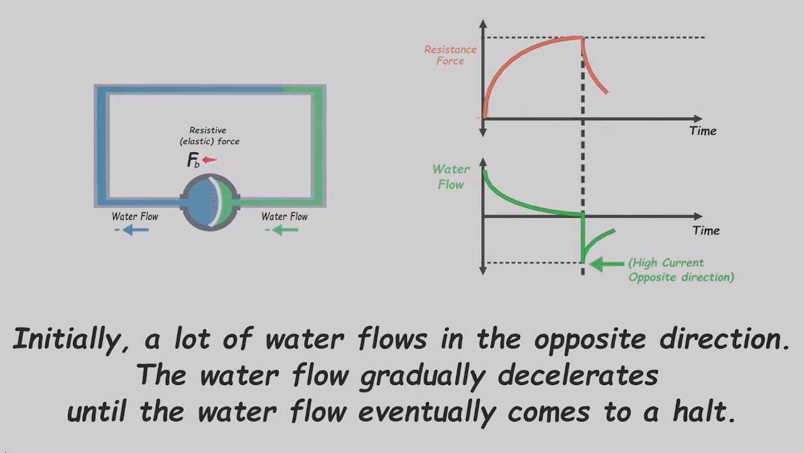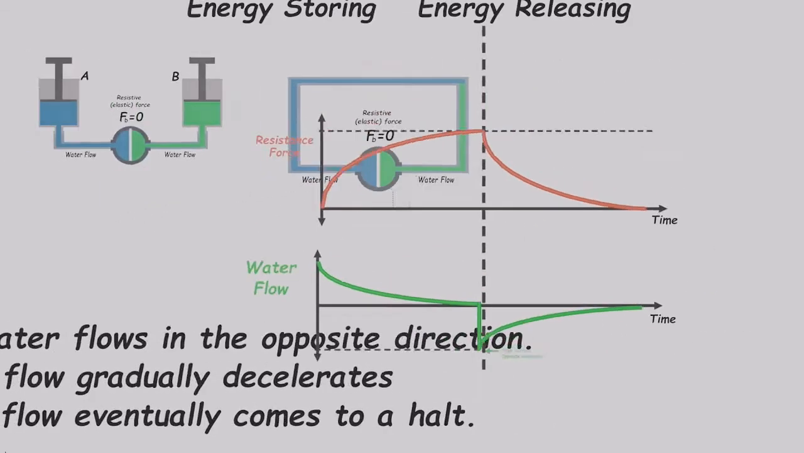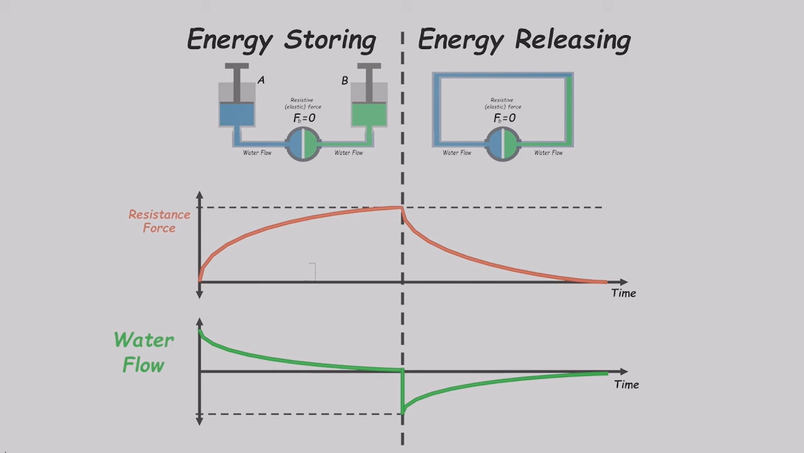However, as the membrane begins to contract, the force decreases, causing the water flow to gradually decelerate. Let's compare these two situations. Understanding this water analogy will help you better understand how capacitors work. The negative water flow indicates the water is flowing in the opposite direction.